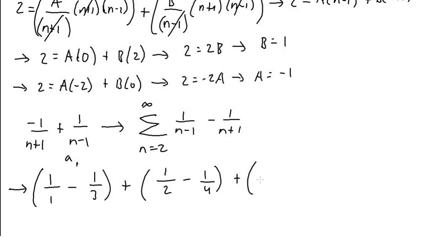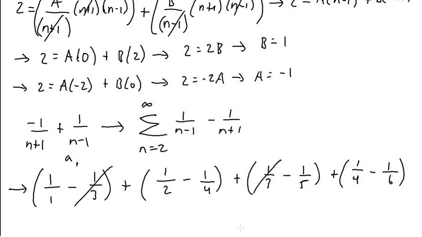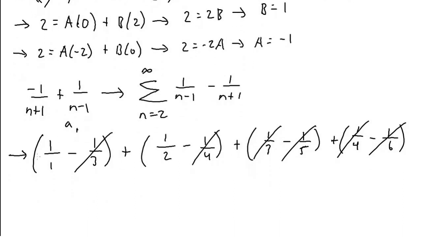Now let's plug in 4. We get 1 over 4 minus 1, which is 3, minus 1 over 4 plus 1, which is 5. Let's plug in one more term. When I plug in 5, I'll get 1 over 5 minus 1, which is 4, minus 1 over 5 plus 1, which is 6. Notice how the negative 1/3 and the 1/3 cancel, and the negative 1/4 and the 1/4 will also cancel. As we plug in more numbers, the negative 1/5 will cancel and the negative 1/6 will cancel as well. So all we're left with are the 1 and the 1/2.